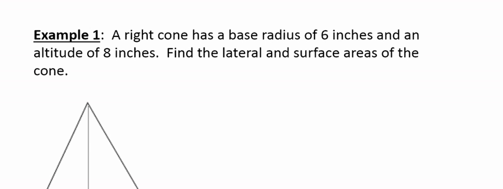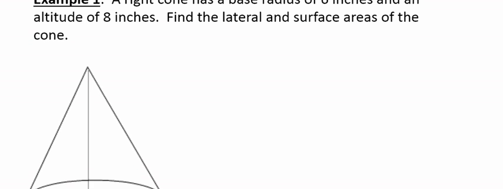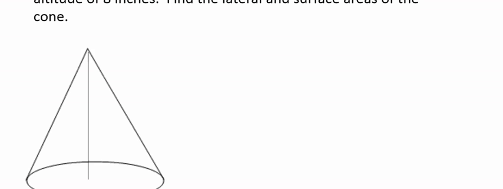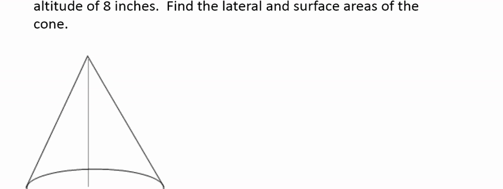All right, so let the fun begin here. Number one gives us a right cone which has a base radius of 6 and an altitude of 8. They want us to find both the lateral and surface areas of this cone. So in looking at this cone, I'm going to go ahead and label the parts of the cone that I know.